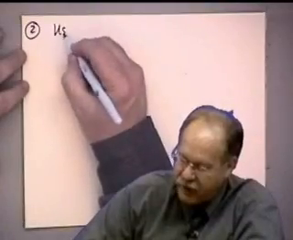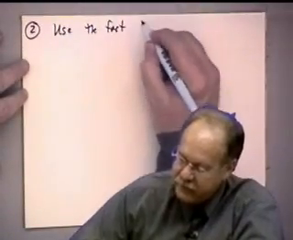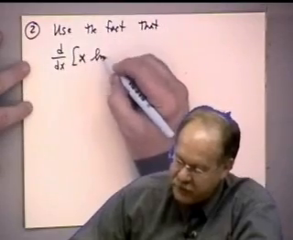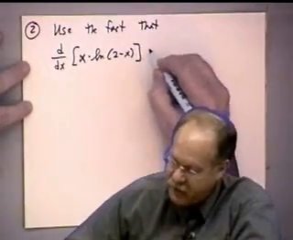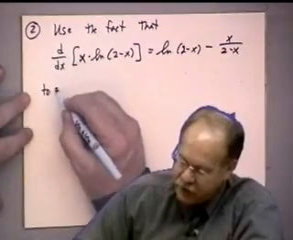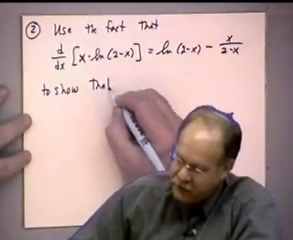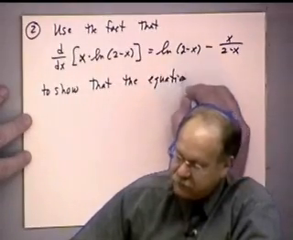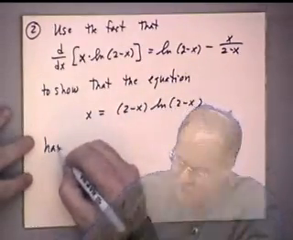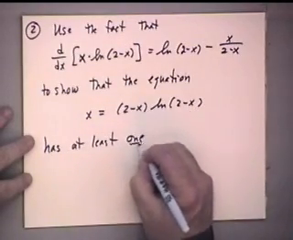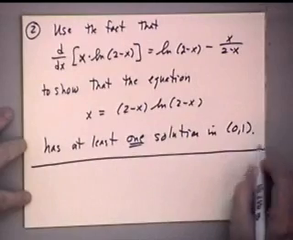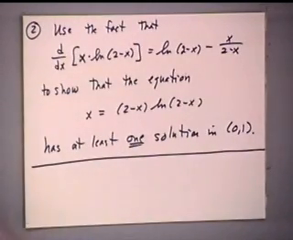Here is a second problem for you. Use the fact that, and I'm just going to give you a derivative here just to save you a little trouble, the derivative of x times the log of the quantity 2 minus x is the log of 2 minus x over 2 minus x. Use that fact somewhere in your result to show that the equation x equals 2 minus x times the log of 2 minus x has at least one solution in the open interval from 0 to 1. So that one is going to give you a little bit of a challenge. Give that one a try.